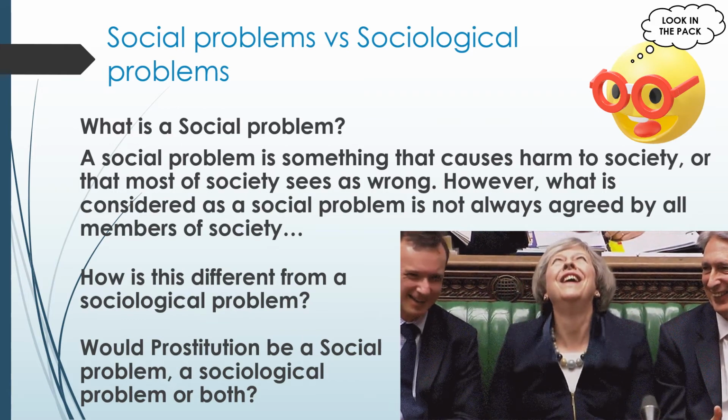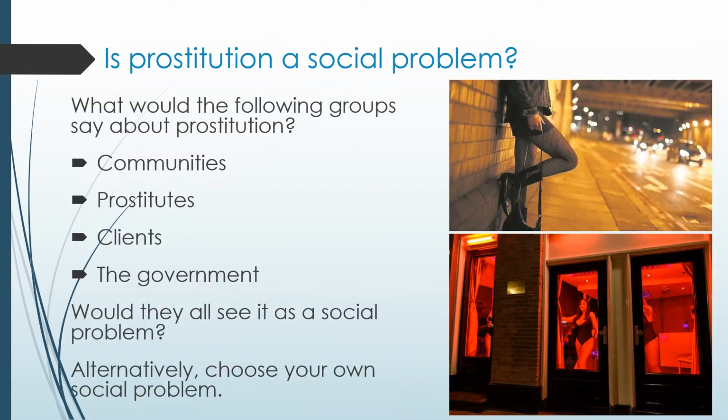So what we'll do, we'll try and put this in a context. We'll think about an example. So let's say prostitution is a social problem. Could it be a sociological problem as well? And let's take a look.